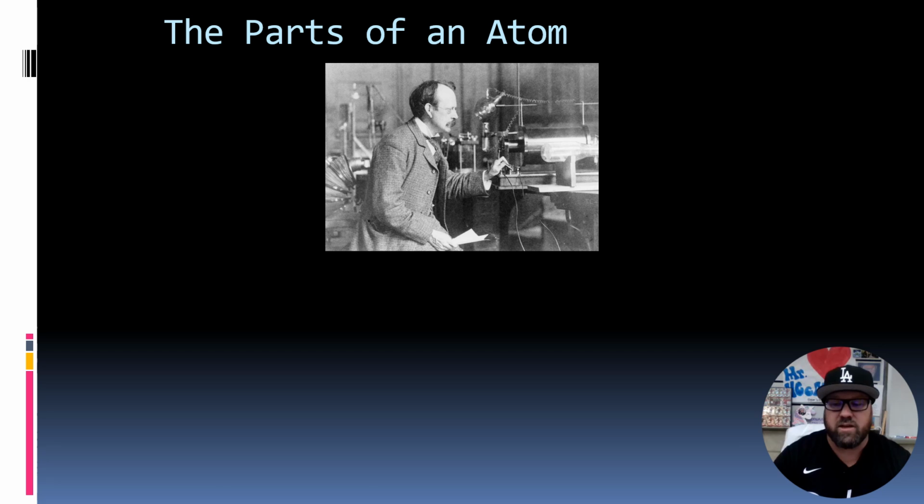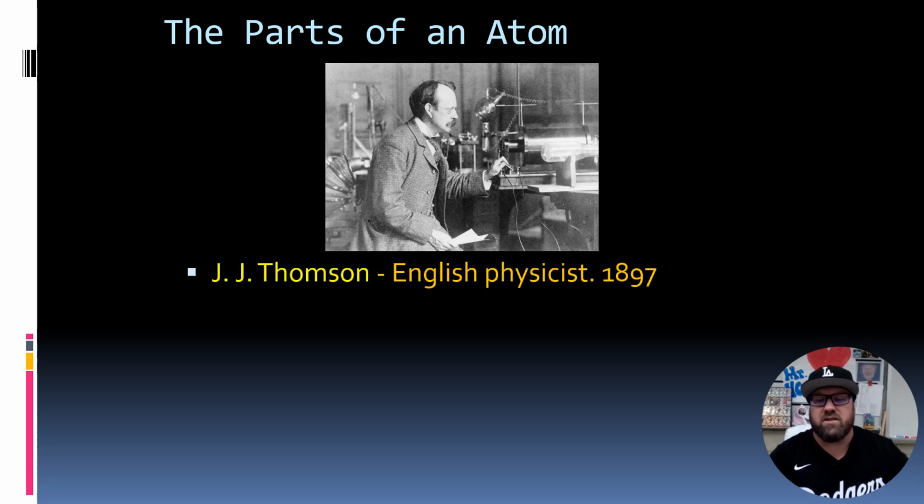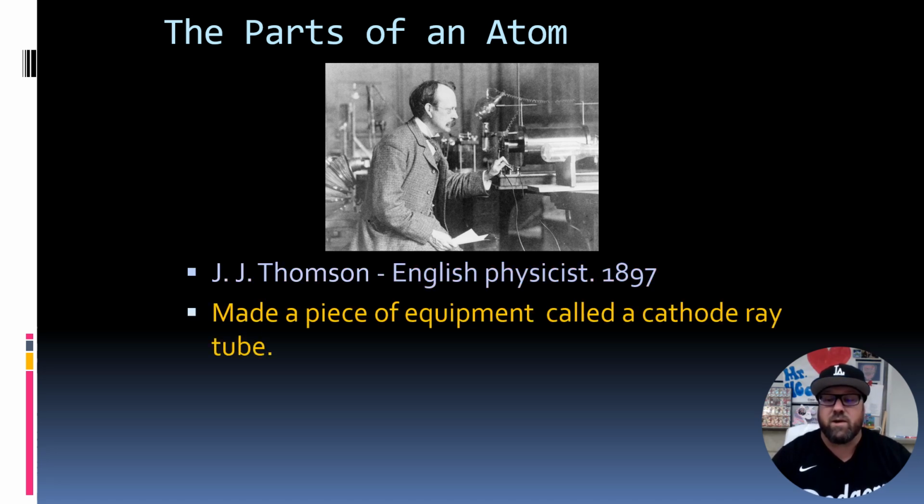It wasn't until the end of the 1800s, the end of the 19th century, that we had our first major breakthrough, with a very famous experiment from English physicist J.J. Thomson. So this is the year 1897. There's a picture of J.J. with his famous cathode ray tube.